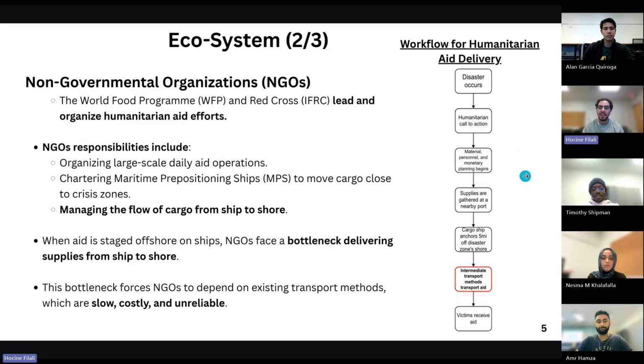On the right side here, we have a high-level workflow showing the sequence of events that occur when there is a humanitarian disaster. First, the disaster occurs and there is a humanitarian call to action. From there, planning begins and supplies are gathered at a nearby port. Then a cargo ship anchors itself 5 miles off the disaster zone shore, and intermediate transport methods are used to close that 5-mile gap. This is our bottleneck, ultimately limiting victims receiving humanitarian aid.